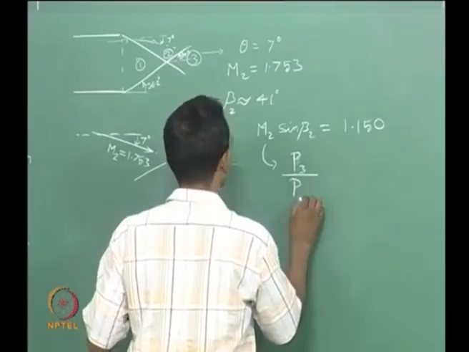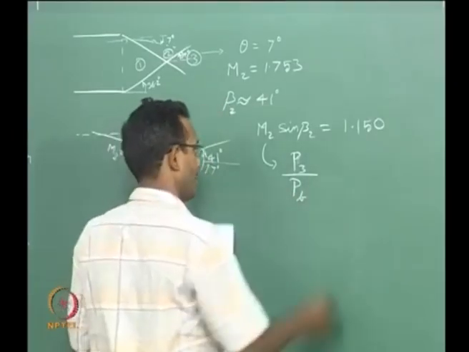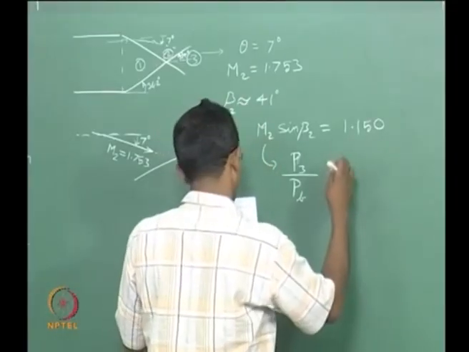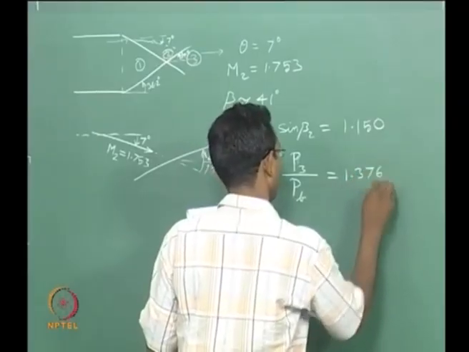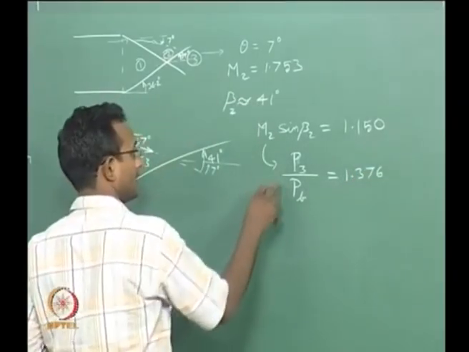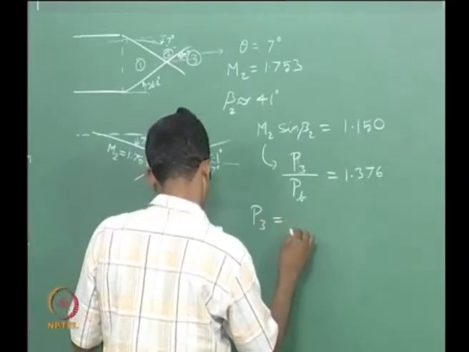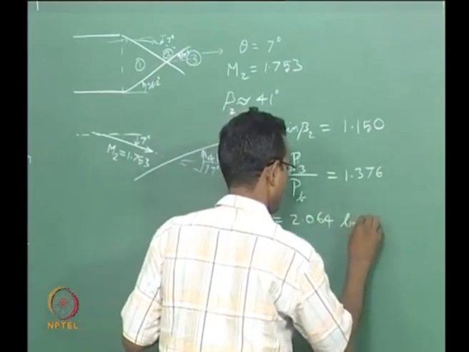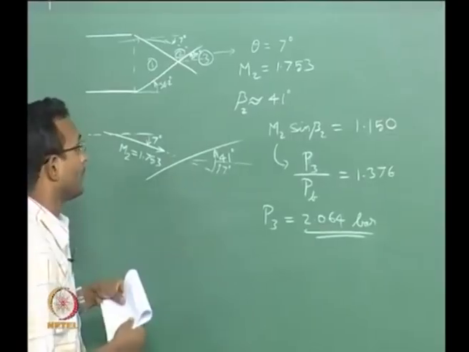P3 by P2, or I will call it PB, both are same, P2 equal to PB anyway. That value coming from this particular Mach number normal shock tables, 1.4 gamma, 1.376. Since I know my PB, I immediately get my P3, it is 2.064 bar. This is the pressure at that point.